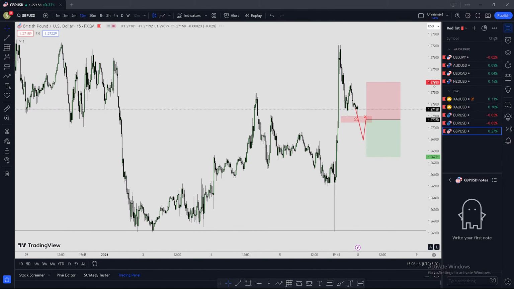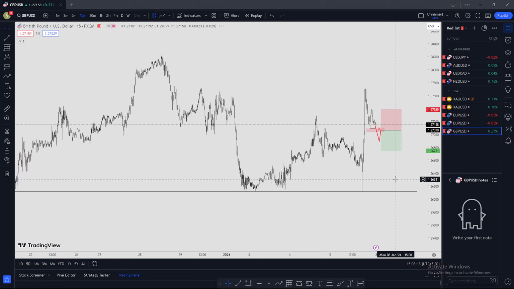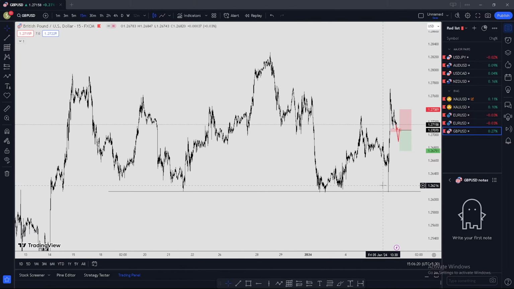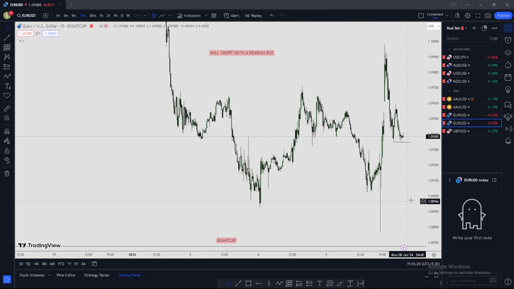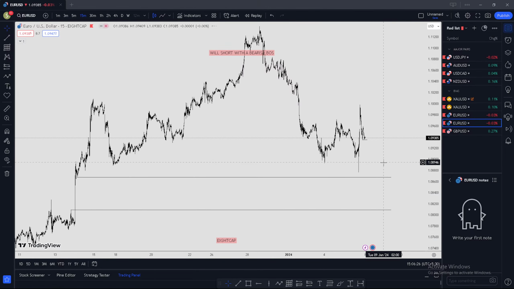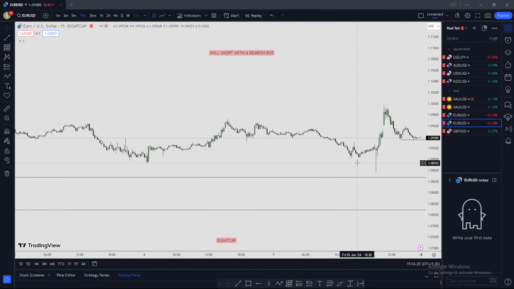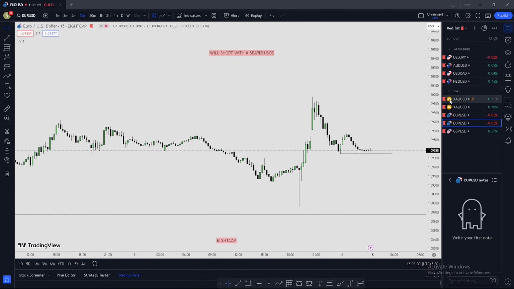Clearly, GBP is on a stronger side. Let's see what EUR/USD is doing. EUR/USD has grabbed all the sell side liquidity, but we are still planning to move higher. Let's see whatever price action we get.